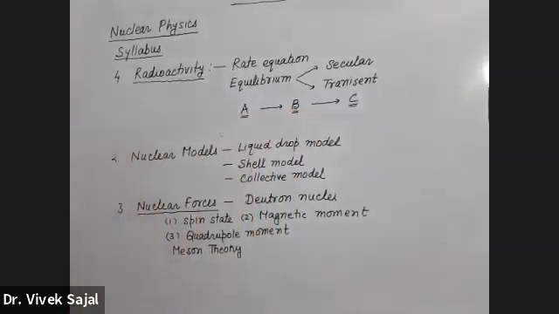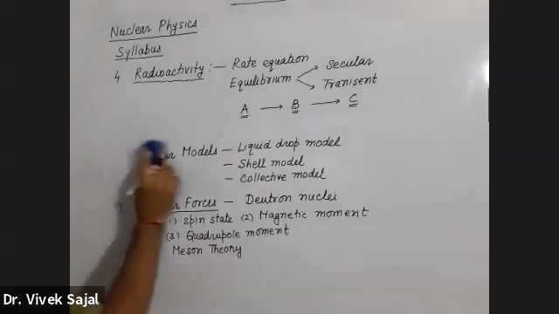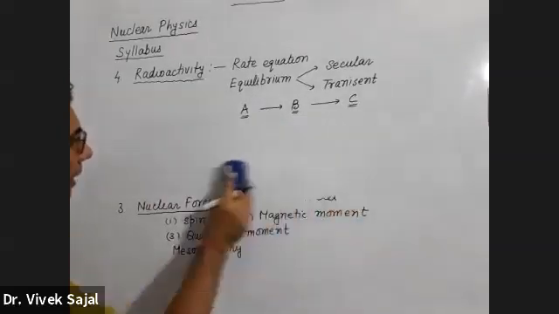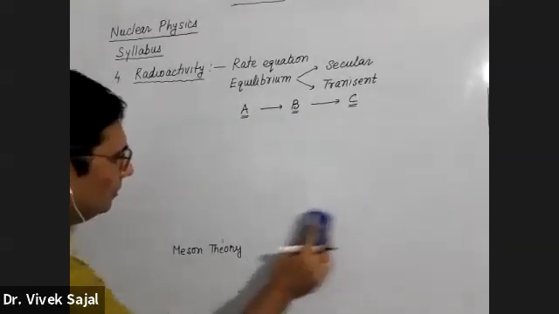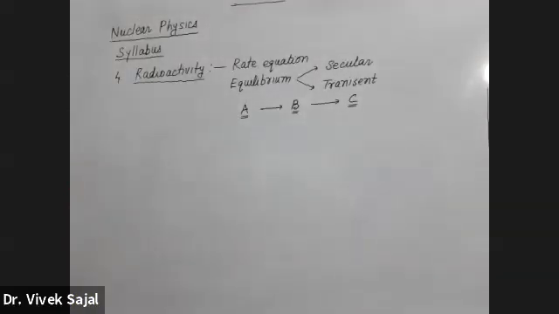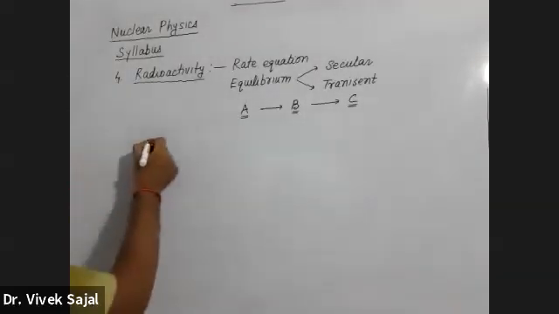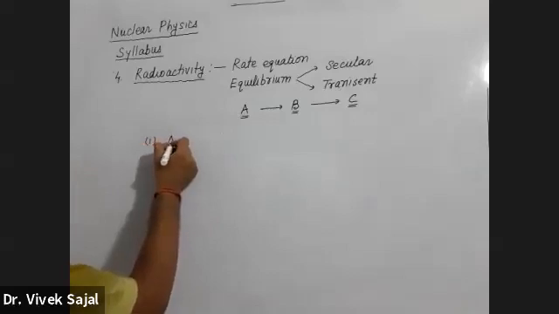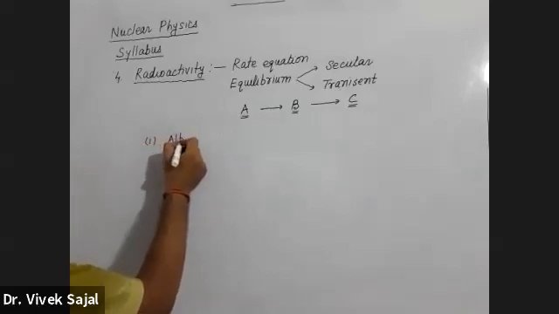But this radioactivity is due to three types of emissions: one is alpha decay, another is beta decay, and then gamma emission. So three types of emission are there. First is alpha decay.